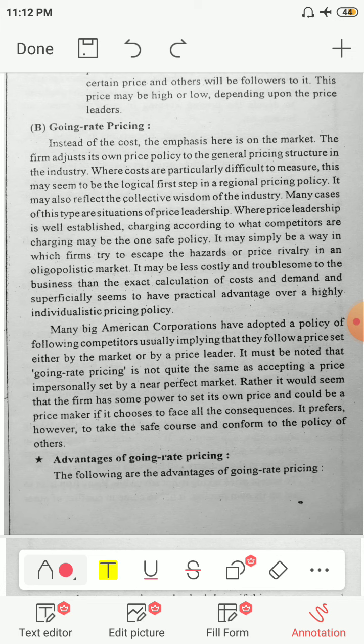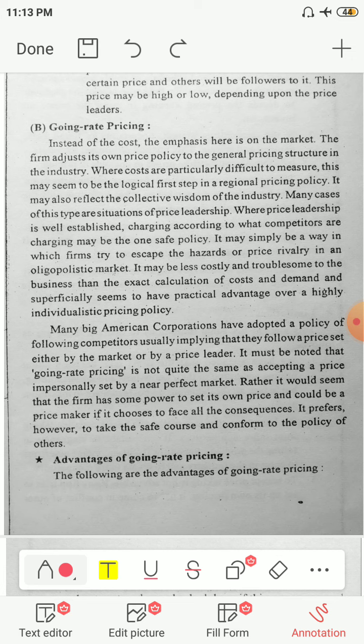Where price leadership is well established, charging according to what competitors are charging may be one safe policy. It may simply be a way in which a firm tries to escape the hazards of price rivalry in an oligopolistic market. It may be less costly and troublesome to the business than the exact calculation of cost and demand, and superficially seems to have a practical advantage over a highly individualistic pricing policy.